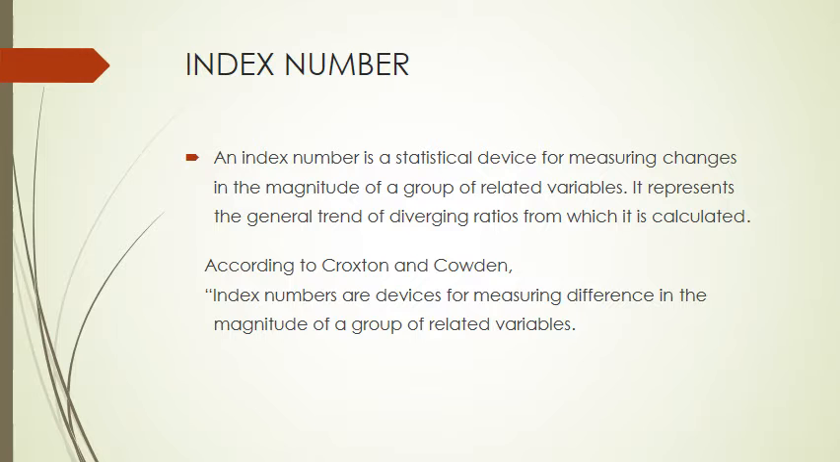An index number also measures changes in the value of variables such as prices of a specified list of commodities, volume of production in different sectors of an industry, production of various agricultural crops, cost of living, etc.